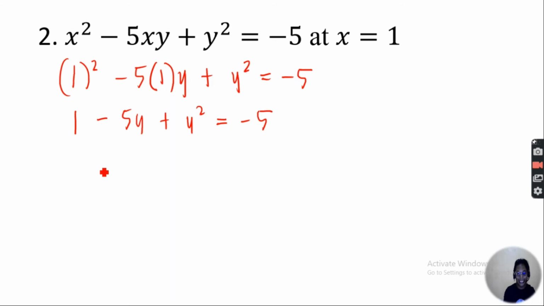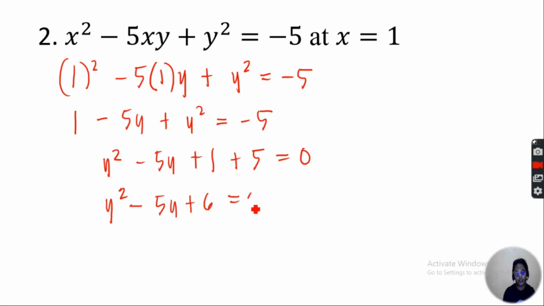So, writing the equation in ascending power po, we have y squared minus 5y plus 1 plus 5 is equal to 0. So, meron tayong 5 dito kasi negative 5, nilipat natin sa left side, naging plus 5 po siya. So, simplify po natin ulit. Y squared minus 5y plus 6 is equal to 0.